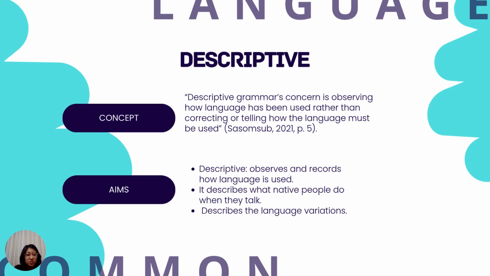The aim of this one is descriptive, it observes and records how language is used. It describes what native people do when they talk, and describes the language variations. Sometimes we see in movies, for example, that they use certain phrases, certain idioms. We are going to see examples on the next one.